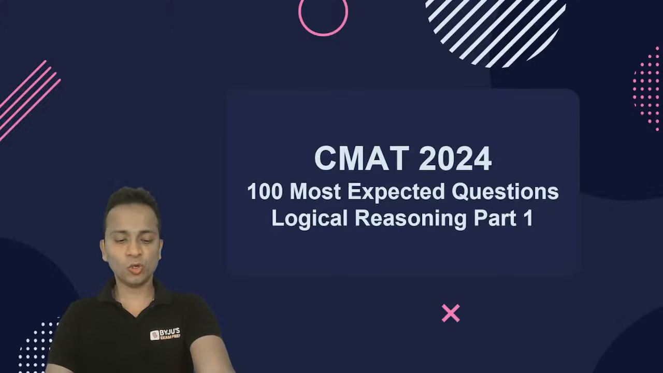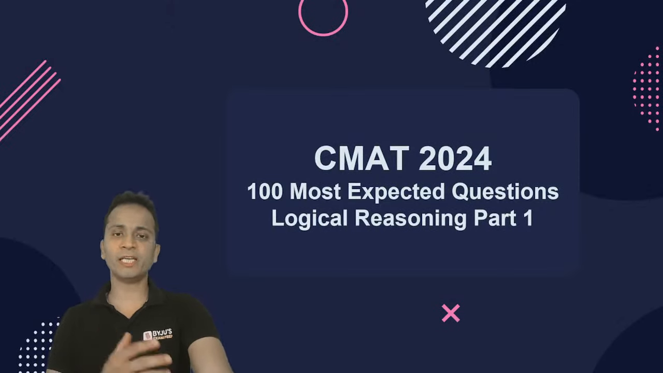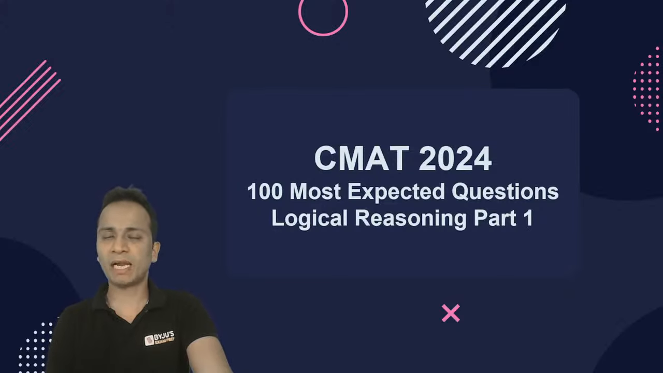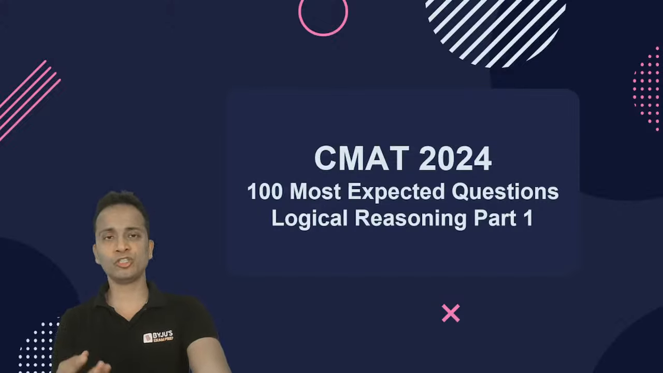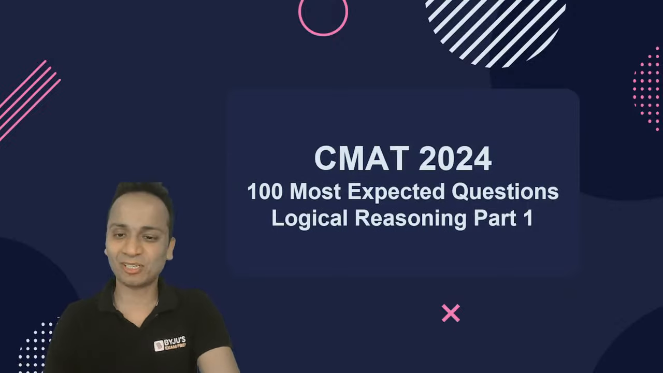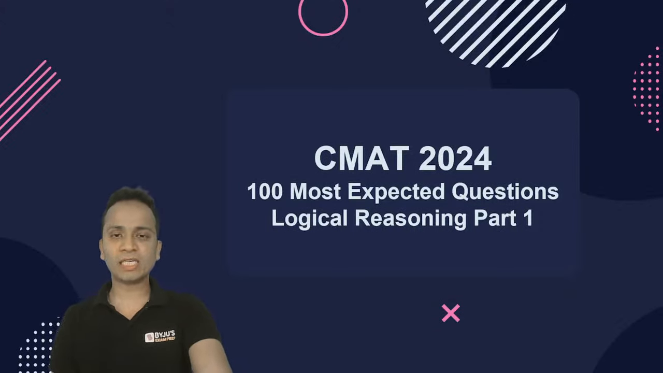All right, let's start solving the questions in 100 most expected questions of logical reasoning, part number one. Today I'll be covering around 10 to 12 questions from different areas of logical reasoning. I'll be displaying all these questions one by one. We'll give you around 45 seconds to 1 minute to think about every question, find the answer, and then post it in the chat box. So please be attentive, solve all these questions and post your answers in the chat box. Let's start with question number one.